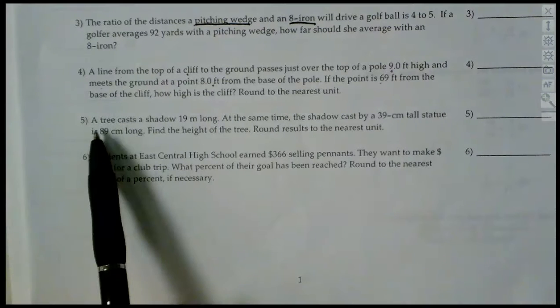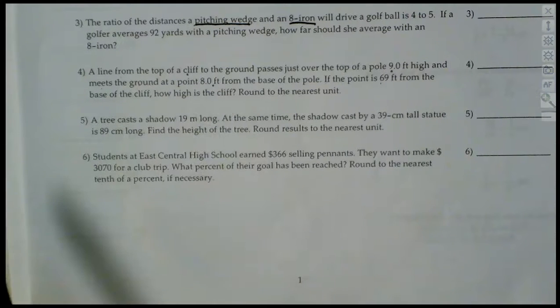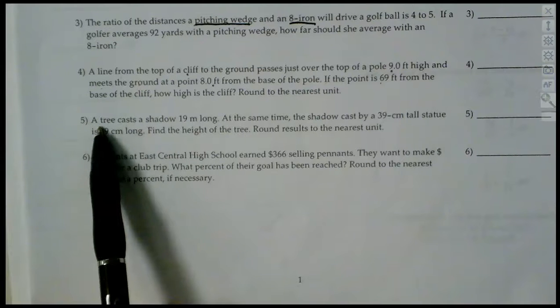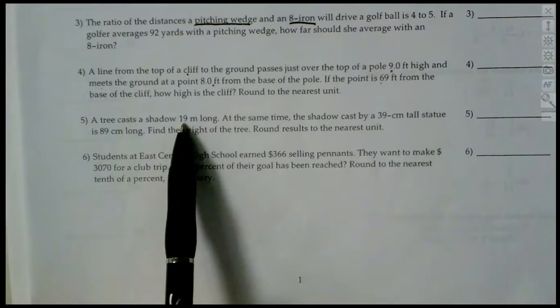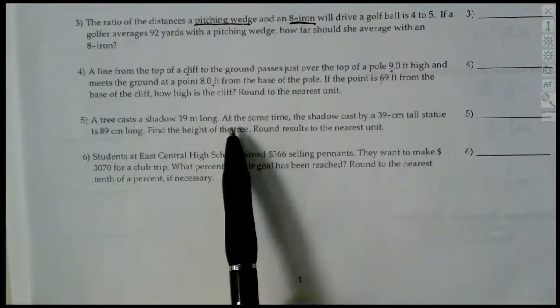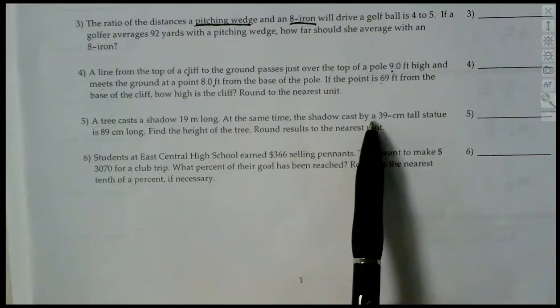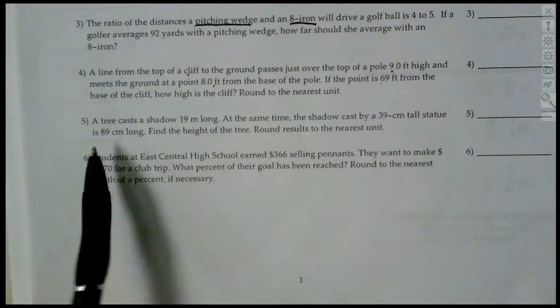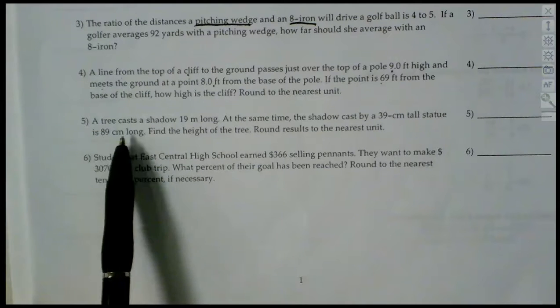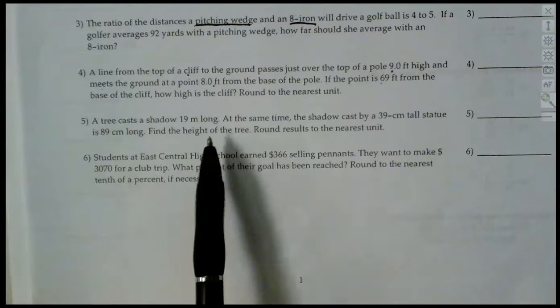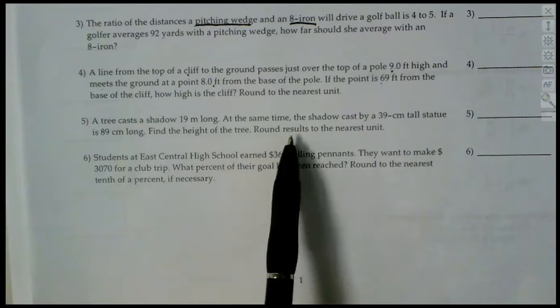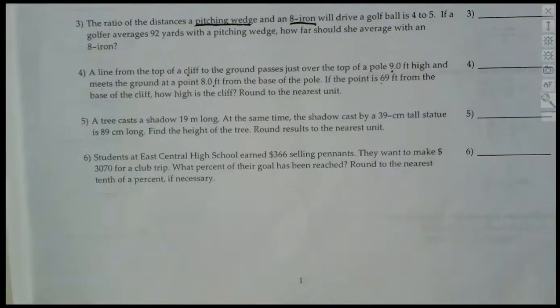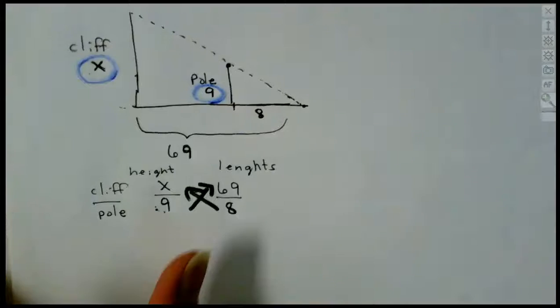Question number 5 is another shadow problem. So a tree casts a shadow that is 19 meters long. At the same time, the shadow cast by a 39 centimeter tall statue is 89 centimeters long. Find the height of the tree. Round the results to the nearest unit.